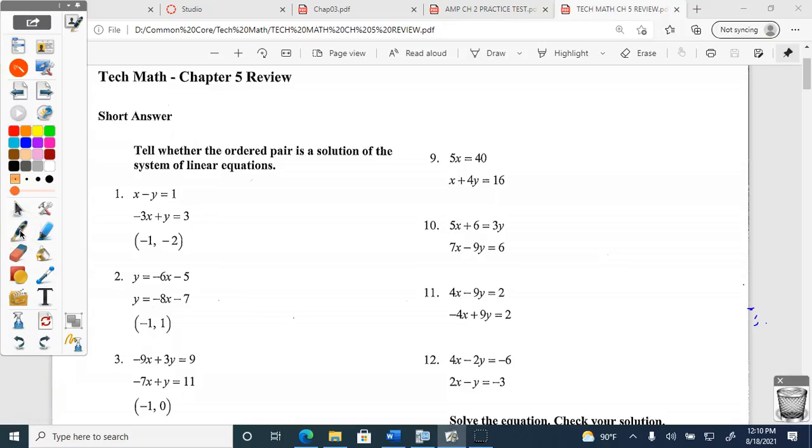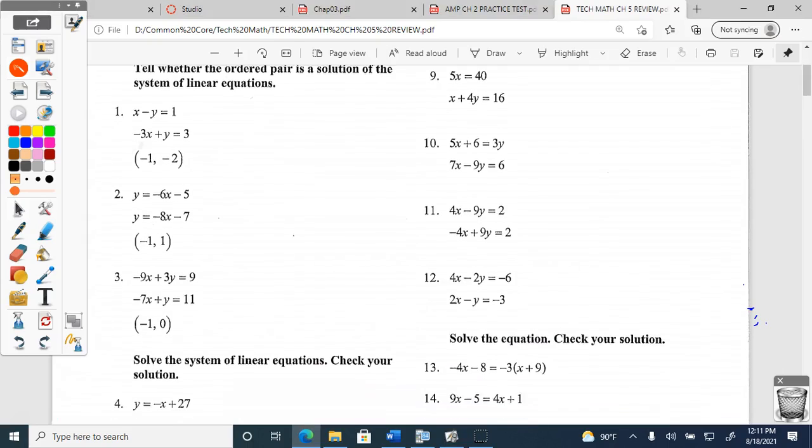Today we are going over our Chapter 5 review in Tech Math, aka Algebra. It is the Systems chapter, okay? So we're going to do Systems of Equations, System of Inequalities, and let's start. Let's go. Let's see here.